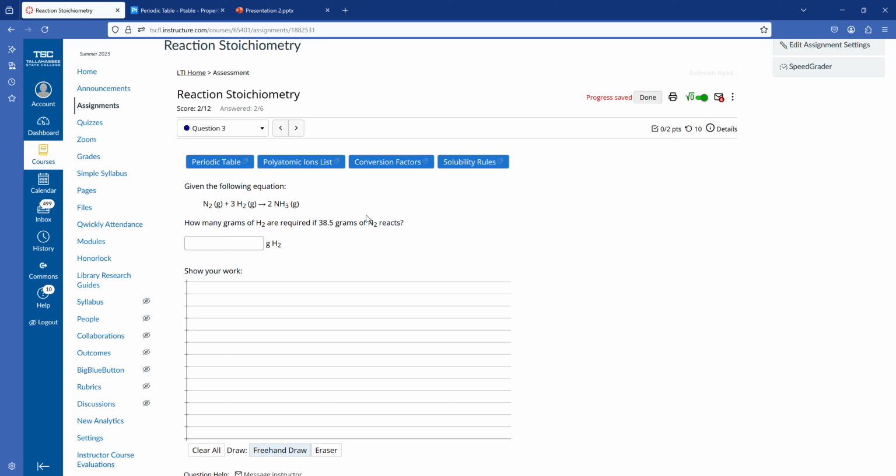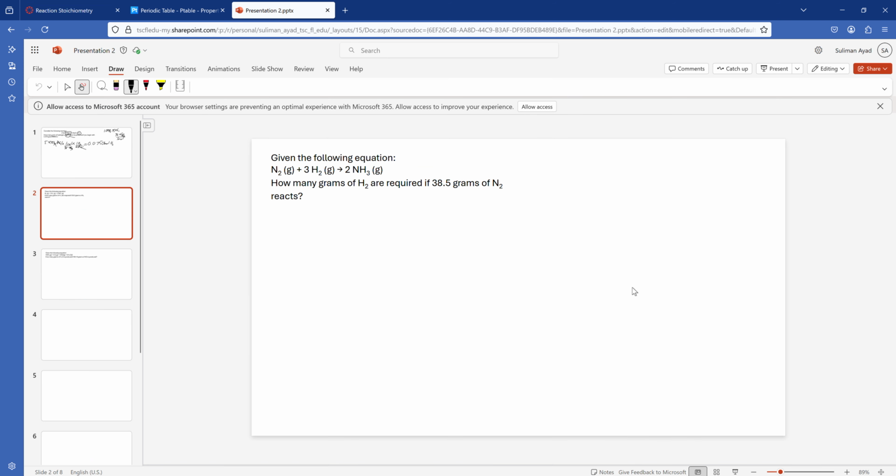It's extraneous information. What we do care very much about, though, are the chemical identities and the coefficients in front. That's going to tell us the mole ratio we are going to use when solving this problem. So let's get into it.